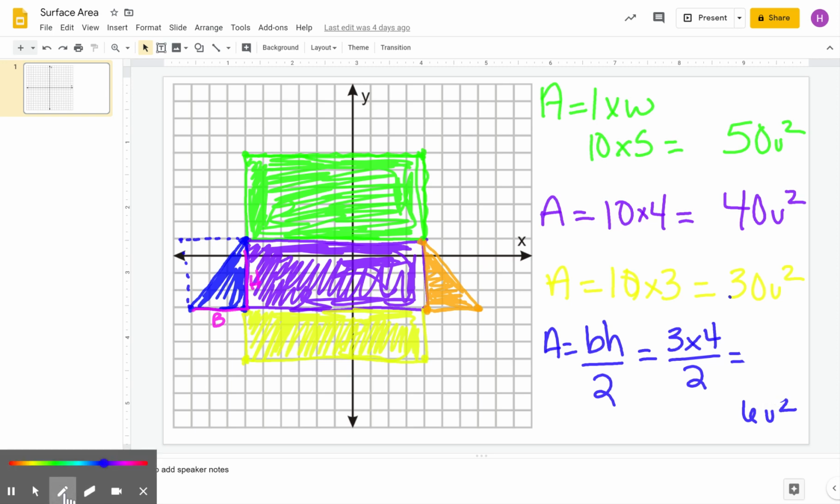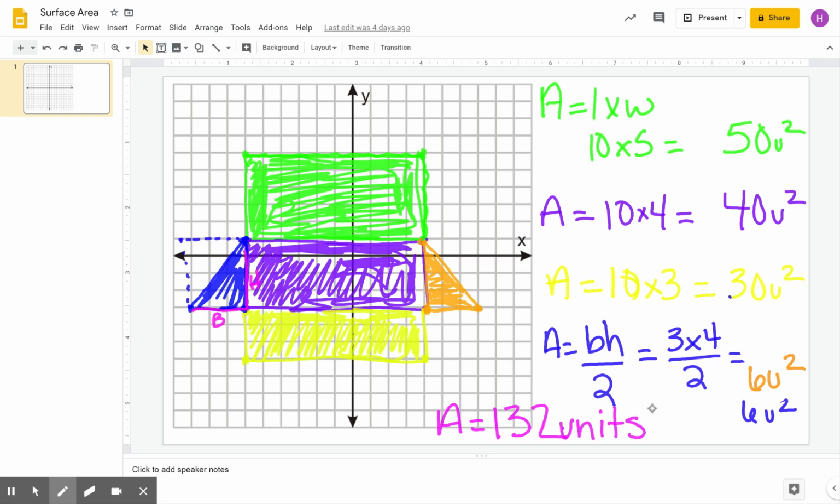Okay. And then we had our orange one, which was also going to be 6 units squared. So your job then is to add all of those up. So if you did 50 plus 40, 90, plus 30, 120, plus 6 should be 132. So your area is 132 units squared. And that is your triangular prism.